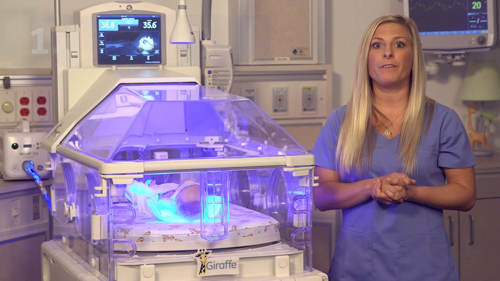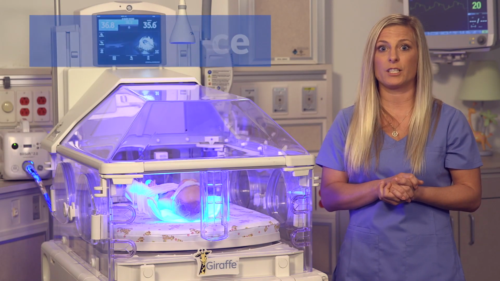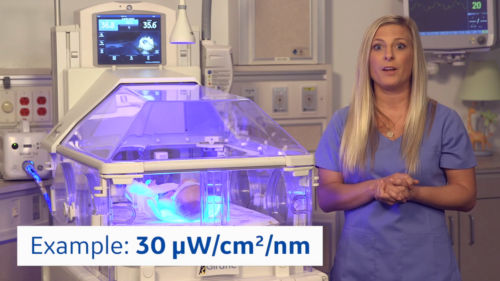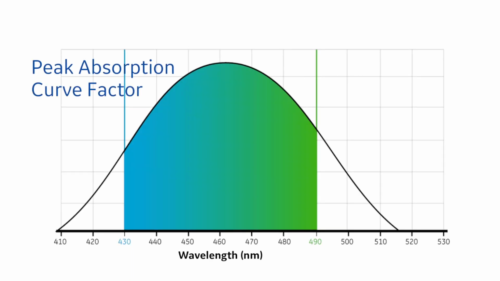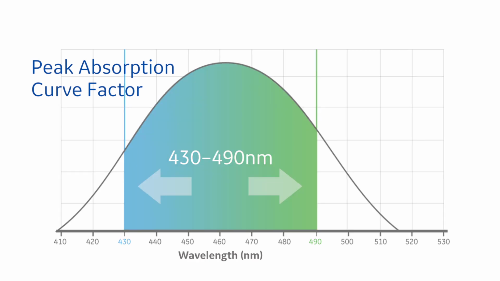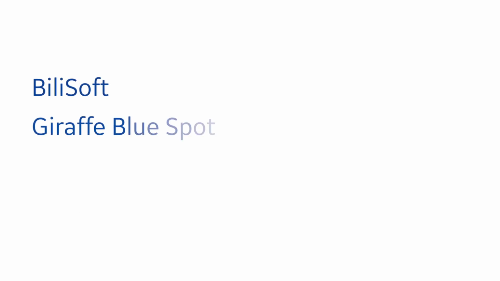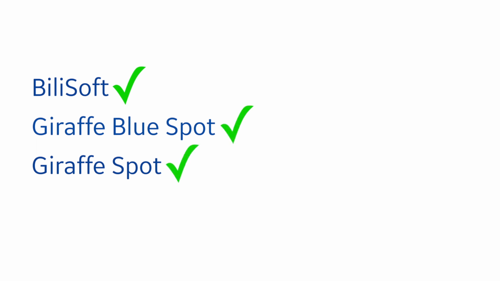So, the most important factor is irradiance, the light intensity level expressed in microwatts per centimeter squared per nanometer. Phototherapy is delivered within the spectral range where the bilirubin molecule's maximum absorption of light occurs, between 450 and 460 nanometers. Now, intensive phototherapy from the AAP guidelines implies irradiance in the blue-green spectrum, wavelengths of approximately 430 to 490 nanometers. Our BiliSoft and Giraffe Blue Spot and regular Giraffe Spot phototherapy meet these specifications under certain conditions.